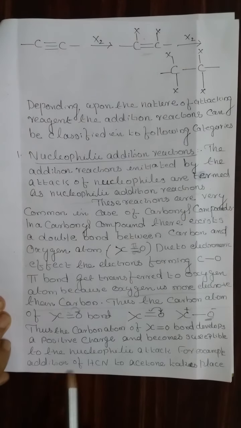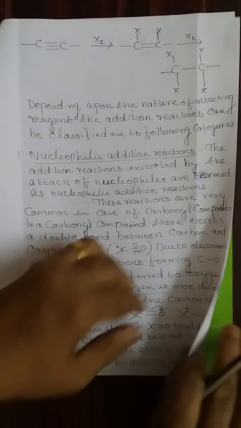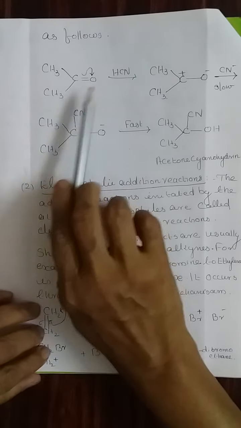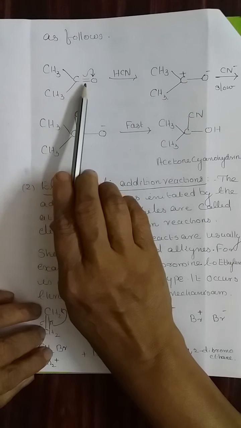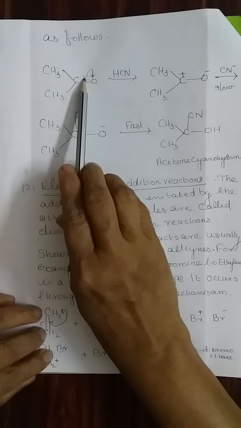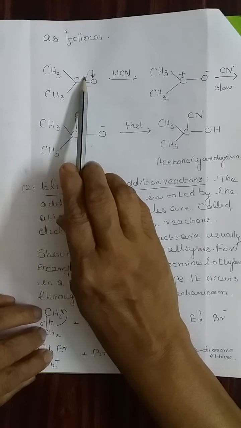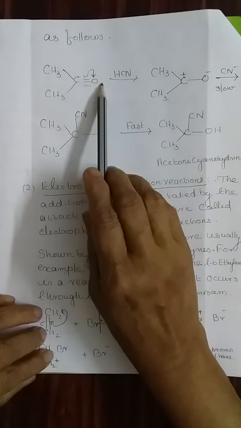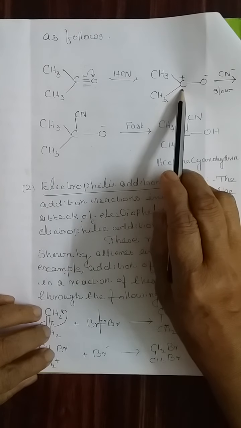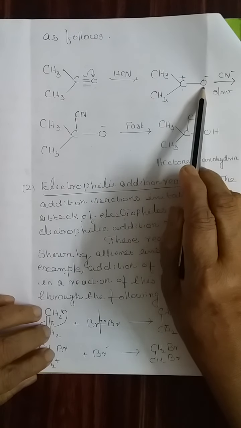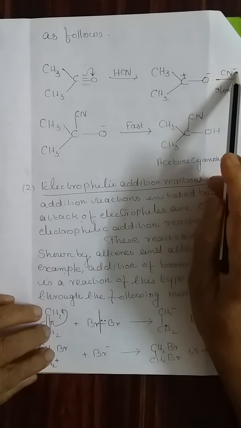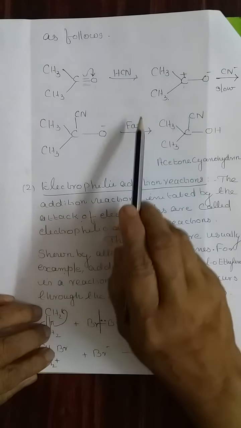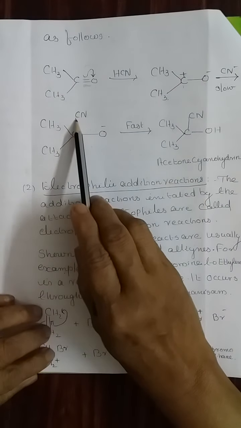For example, addition of hydrogen cyanide to acetone takes place as follows. This is the acetone molecule, that is CH3 C=O. One is a pi bond, the other one is a sigma bond. From the pi bond, both the electrons are transferred to oxygen. As a result, in the presence of HCN, carbon gets a positive charge and oxygen gets a negative charge. The CN minus ion comes to this positive carbon atom and forms a bond like this, C-CN.